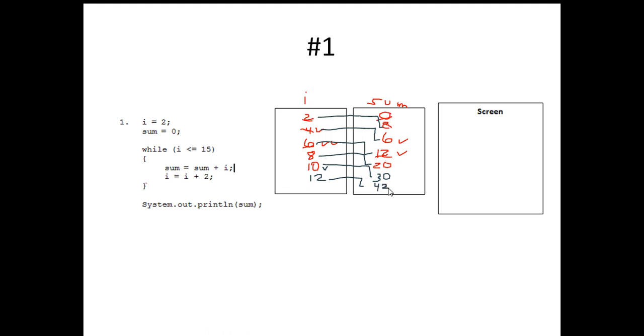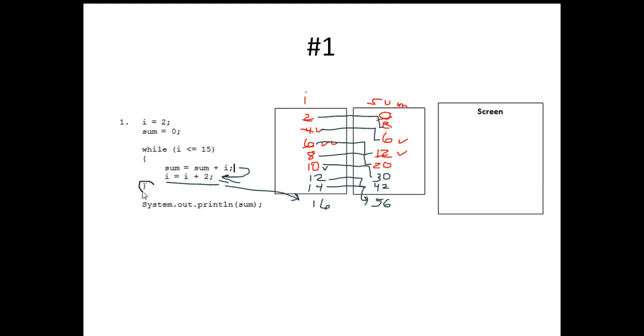And then I will change. So notice you change the sum, and then you go in and add 2 to the I, and so I becomes 14. And then the next time, let's go 14 plus 42 is 56. And at the end here, we'll add 2, and so I is 16. So at this point right here, I is now 16.